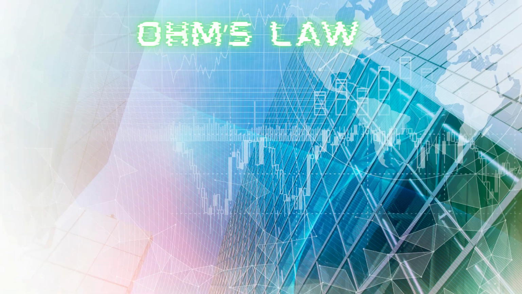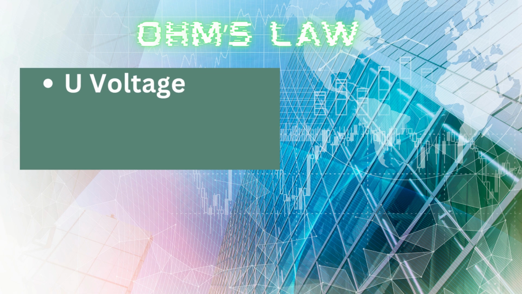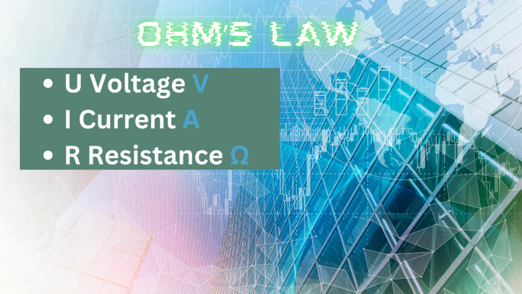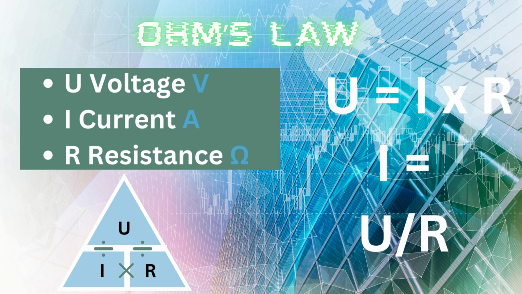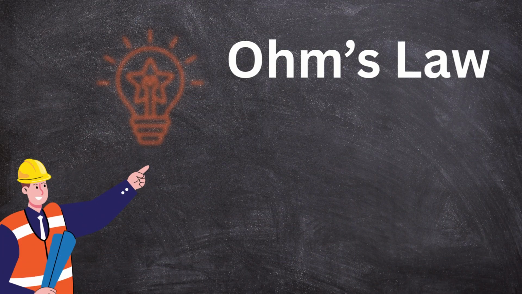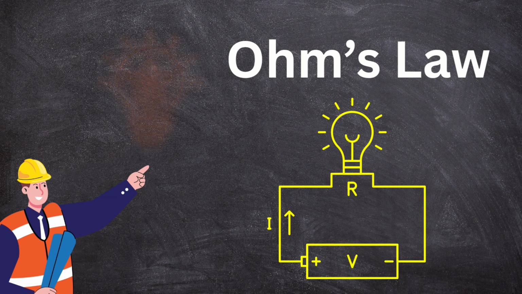Ohm's law uses three values: U for voltage, measured in volts, I for current, measured in amps, and R for resistance, measured in ohms. Using the triangle, you can see the three formulas. U equals I times R, voltage equals current multiplied by resistance. I equals U divided by R, current equals voltage divided by resistance. R equals U divided by I, resistance equals voltage divided by current. Check three examples of calculations using Ohm's law.